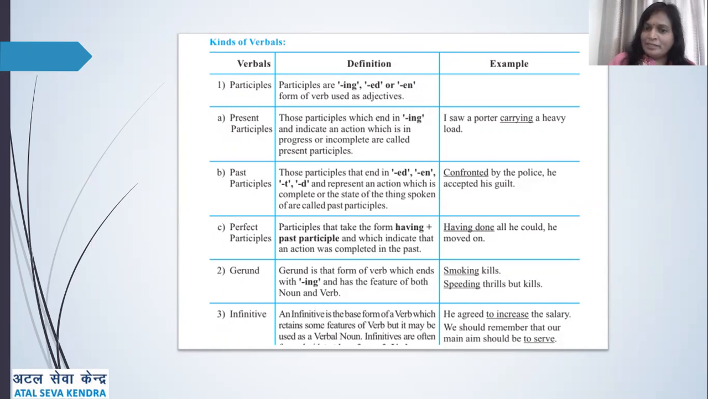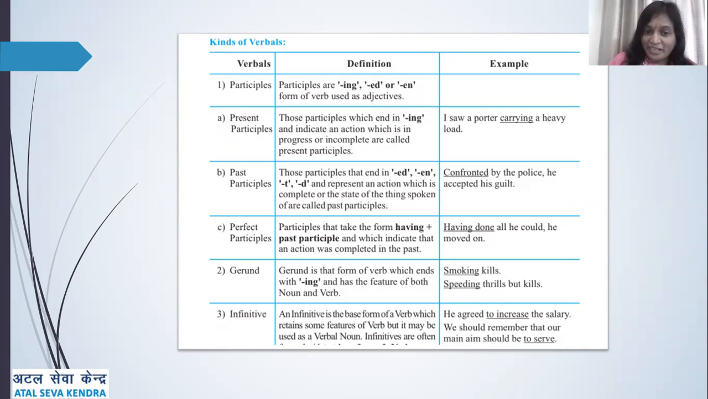Confronted by the police, he accepted his guilt. Confronted here is a past participle. Perfect participles are those participles that take the form of having plus past participle and which indicate that an action was completed in the past. Having done all he could, he moved on.